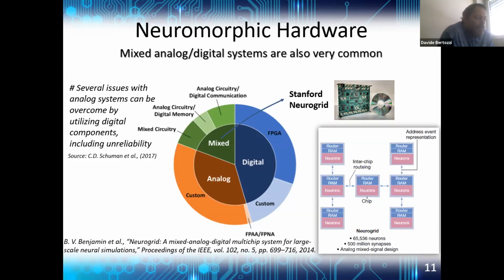The Stanford Neurogrid Big Brain chip is an example of a mixed-signal analog realization. It hosts more than 65,000 neurons and 500 million synapses, and its network on chip realizes, as you can see in this picture, a tree topology. Neurogrid was designed to assist computational neuroscience in emulating brain activity. Another example of an analog-digital mixed-signal realization is the Heidelberg BrainScaleS project.